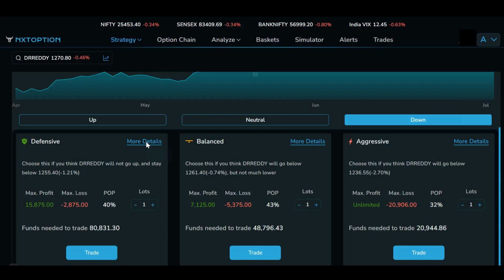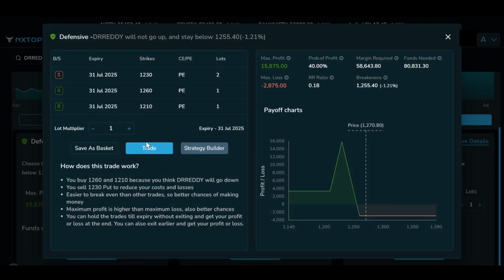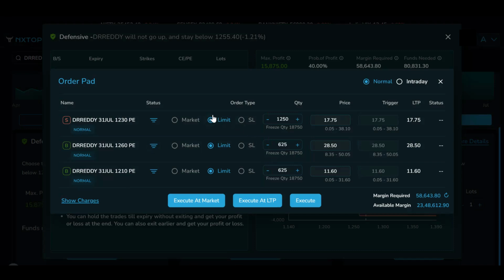Same thing with this. If I go for a defensive strategy, it is telling me to buy 1210 put, buy 1260 put, sell 1230 put. So it's giving me a ready-made trade here. And again, if I click trade here, it gives me all the details.